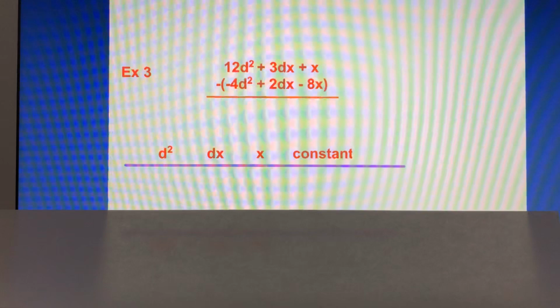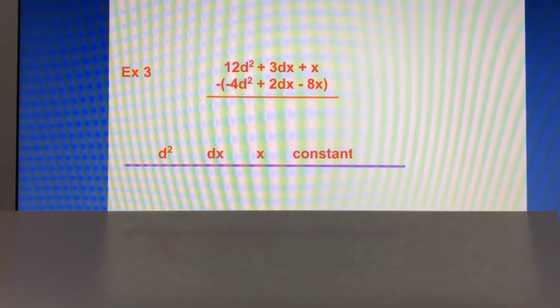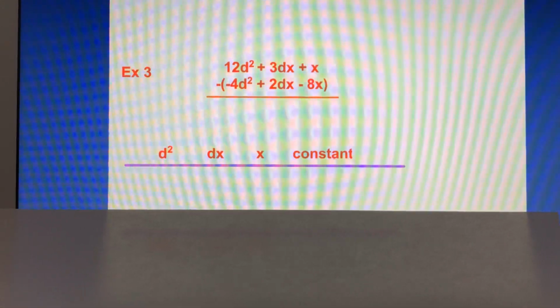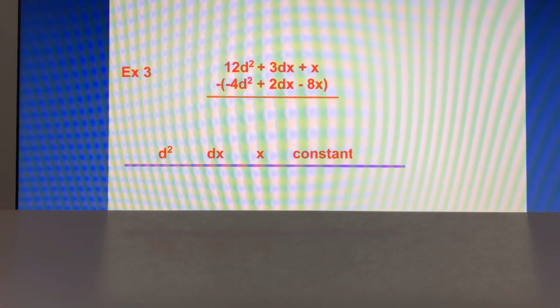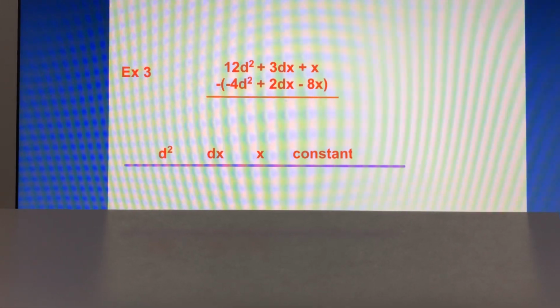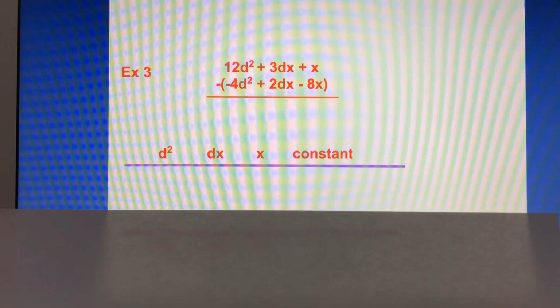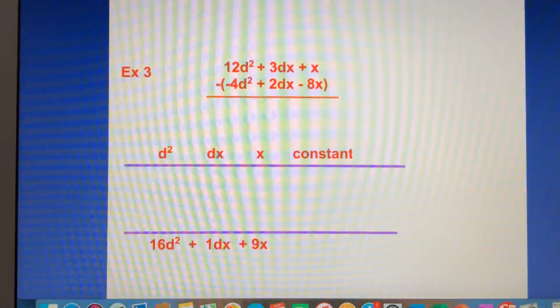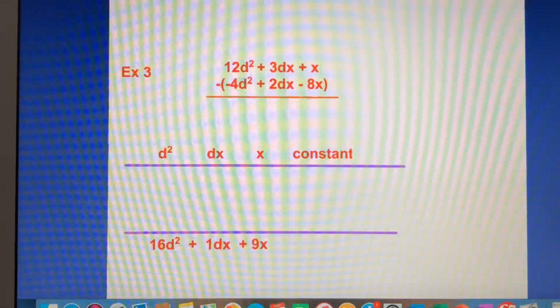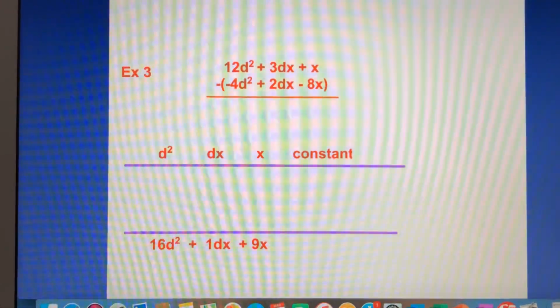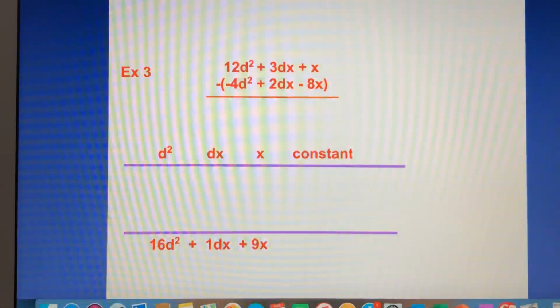Here's one more for you to try. It's a little bit more complicated. Go ahead and pause. After you've turned the pause off and you have a solution, I hope it's this, 16d squared plus 1dx plus 9x. Good luck with addition and subtraction.